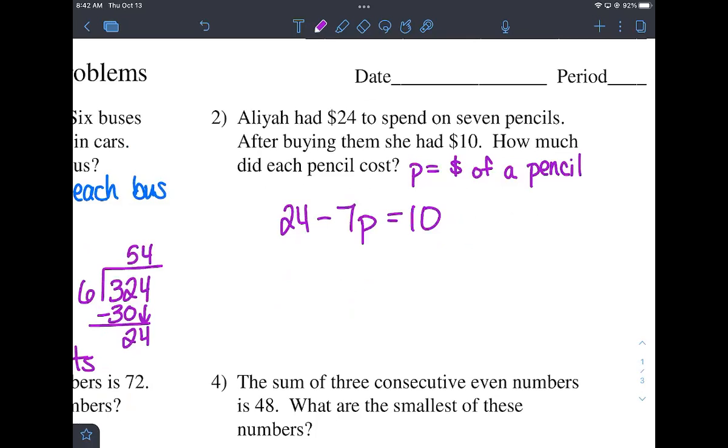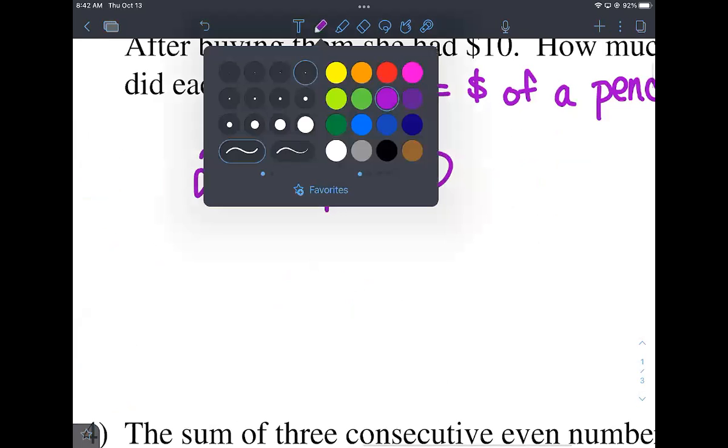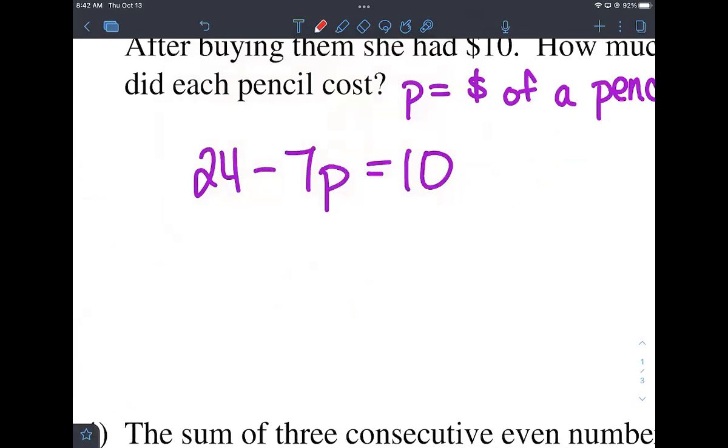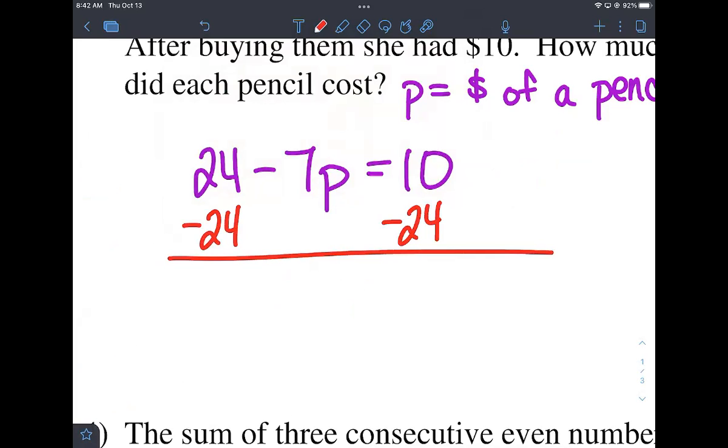What number do I want to get rid of first, Austin? You are correct. And how do I get rid of that positive 24? That's right. Put a negative 24 on both sides, or subtract 24, however you want to say it. That will cancel out. Now, be careful here. This is going to leave you with negative 7P, not just 7P. There's still a minus in front of the 7, so it's negative 7P.